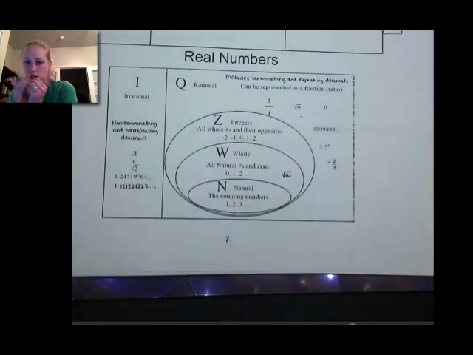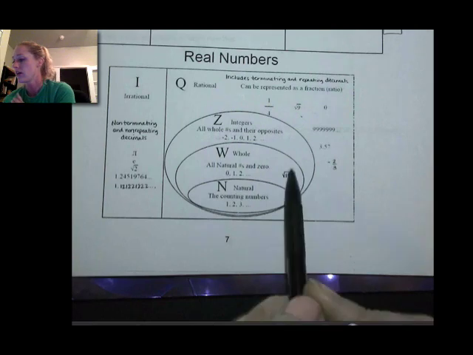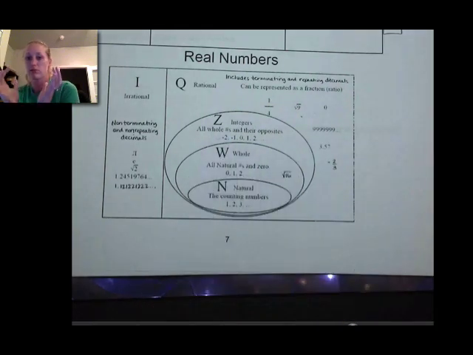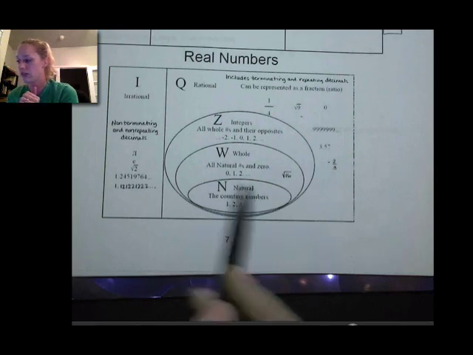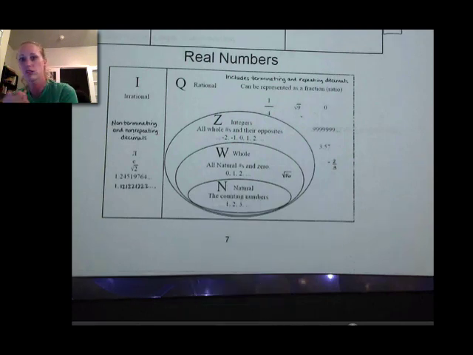So kind of our smallest category is what we call the natural or the counting numbers, 1, 2, 3, and 4. Then a little bit outside of the natural numbers, but includes the natural numbers, are whole numbers. So it's actually the same thing, but it includes 0.